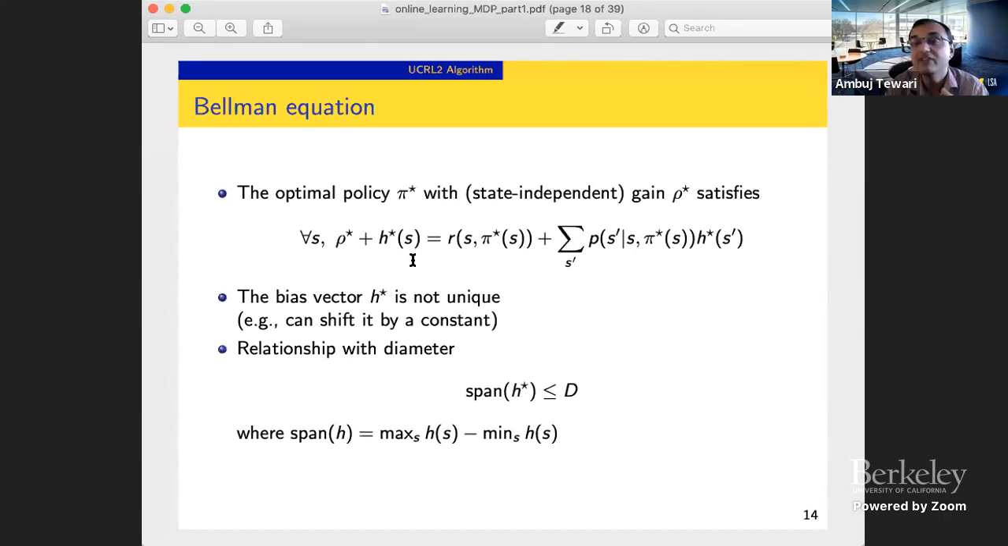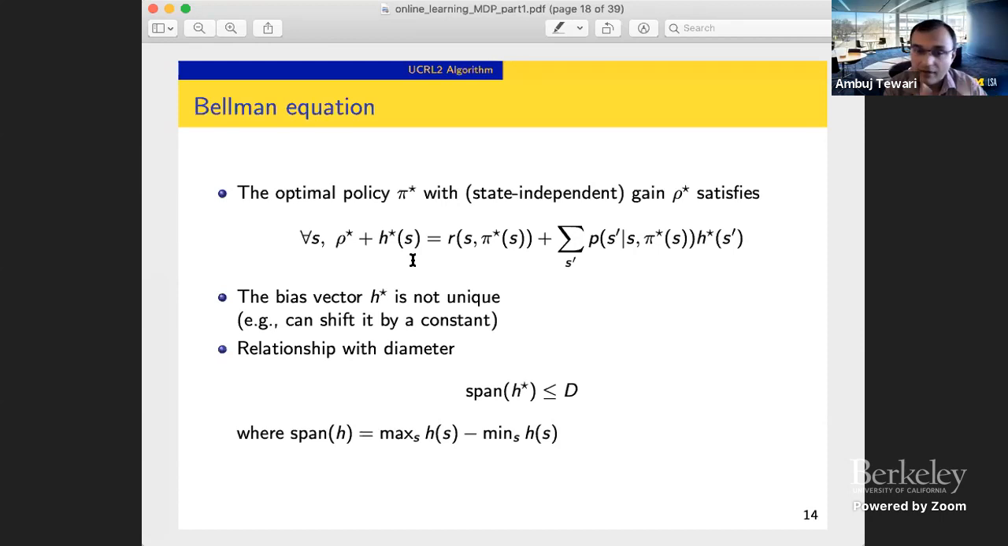In fact, it's even less unique than that. So h star is not unique, but certainly it exists, there is one h star that will satisfy this Bellman equation, and we will use this Bellman equation in the analysis. The second technical information I need is the span of h star.